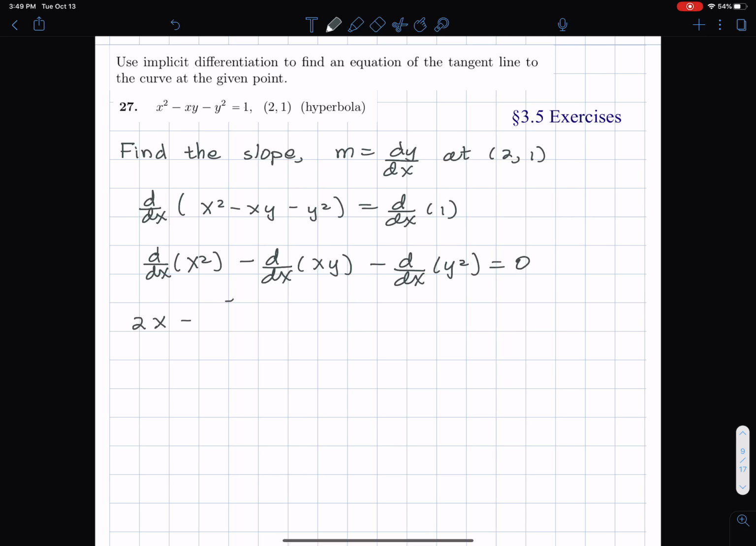Now as I move forward, I have x times y, and I need to use the product rule. The product rule says I take the derivative of the first, that gives x prime, multiplied by the second, plus, leave the first alone and take the derivative of the second factor. Now I come to y squared. The derivative of y squared is what? Well, that's 2y when I differentiate with respect to y, but I differentiate with respect to x, so I have to follow up with y prime, which is dy dx.